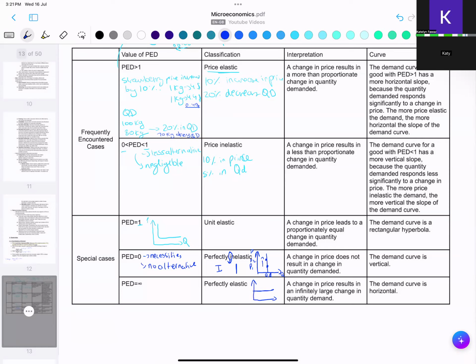It's an E, so E for elastic. The price changes just a bit, but the quantity demanded will change a lot. The demand curve is horizontal. This usually happens for luxury goods, things that people don't really need at all, things that people buy out of leisure just for fun. So this is basically it.